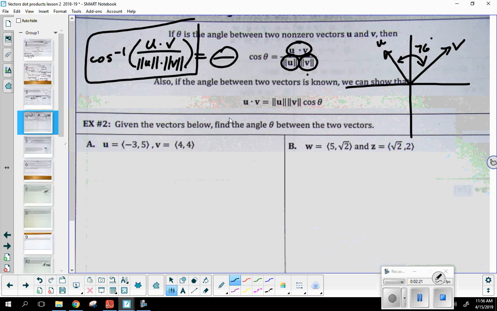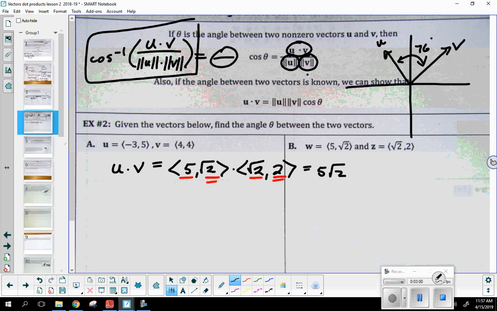Okay. Well, let's see here. Here's my formula. Cosine inverse of the dot product over the product of the magnitudes. Well, let's start with the dot product, how I multiply two vectors together. So I'm going to take 5 square root of 2 times square root of 2, 2. How do I multiply vectors again? I forgot how to do that. Okay, there we go. So we multiply the corresponding values. So A times A, and we'll multiply B times B. All right, so 5 times the square root of 2, well, that's just going to be 5 square root of 2. Square root of 2 times 2, well, that's just 2 square root of 2.